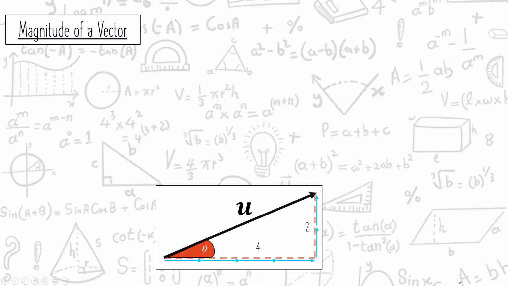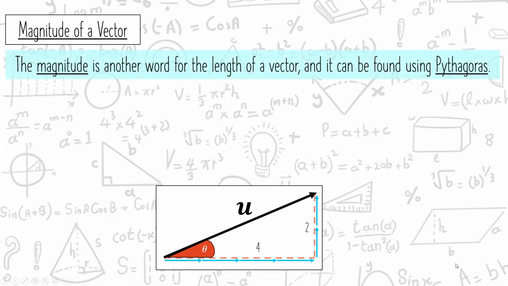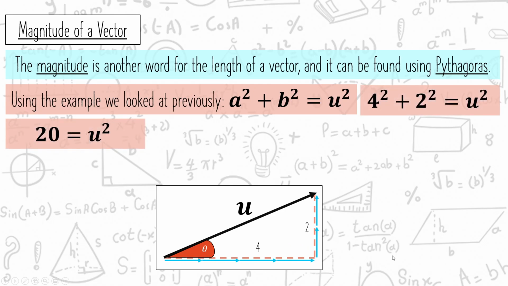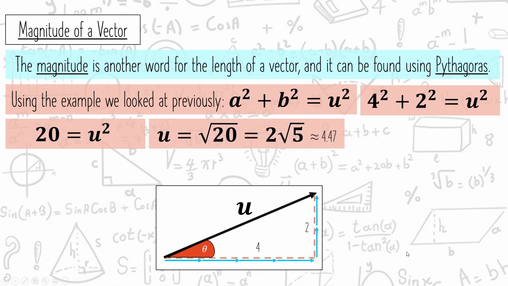Something we might be asked to do is to calculate the magnitude of a vector. The magnitude is another word for the length of the diagonal, and it can be calculated using Pythagoras' theorem. Using the example that we had earlier, we had sides of 4 and 2, and if we go through the calculation, we'll find that u squared is equal to 20, and that u is root 20. When you type that in on the calculator, it will give you 2 root 5, which is approximately 4.47.